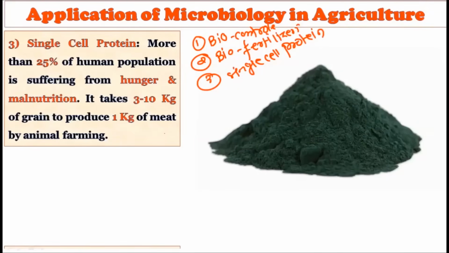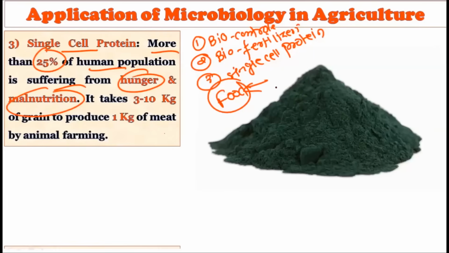Okay, this is important. Now more than 25% of the human population is suffering from the hunger and malnutrition. That literally means the food availability in the world is less as compared to what we need.